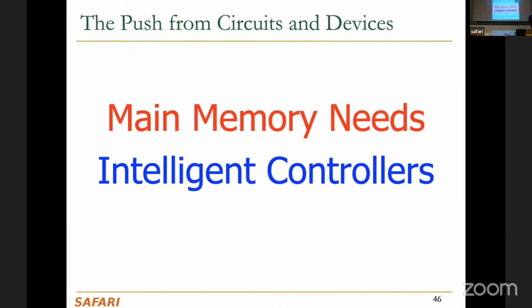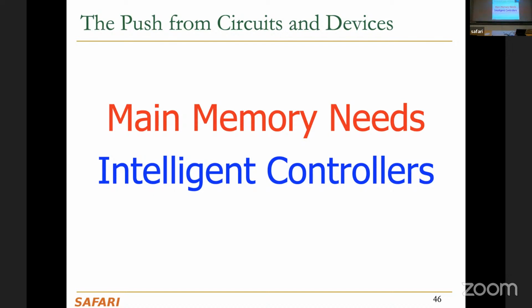So we need to make memory more intelligent, and one of the things that we need to make memory more intelligent is to have more intelligent memory controllers as well. You can think about the potential solutions for RowHammer as an example of more intelligent memory controllers. Professor Mutlu will probably talk next week about BlockHammer. That is a proposal from our group.